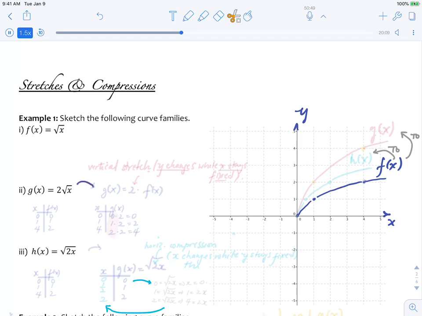But let's just look at what happens with g of x here. So if I wrote g of x in terms of f of x, how would I rewrite that? So I know f of x is root x. If I take the root x away and I replace it with f of x, I notice that that's a 2 times f of x, right?